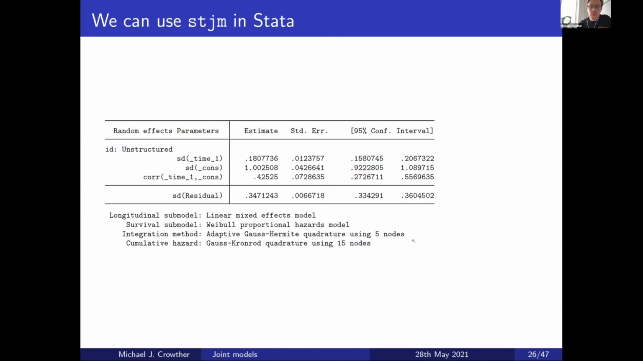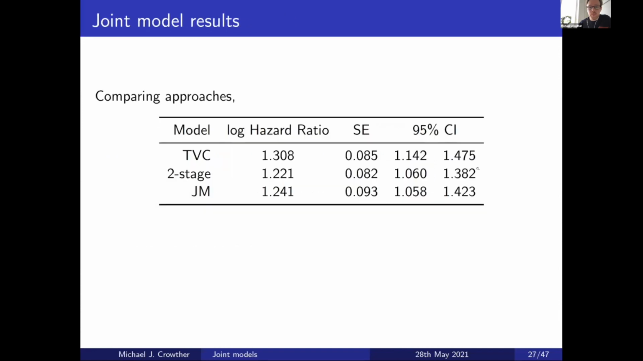You also get my estimated variance covariance matrix from my random effects. So I had a random intercept and a random slope as well. Comparing approaches. So now I'm comparing estimates between my alpha parameters with 3 different approaches, assuming time varying covariance, fitting a 2-stage model, and then fitting the full joint model.